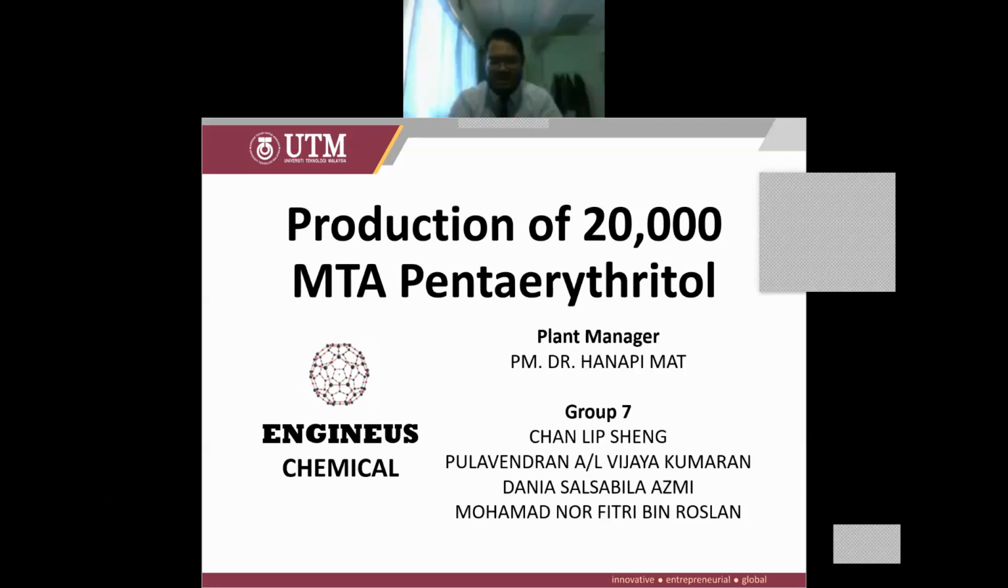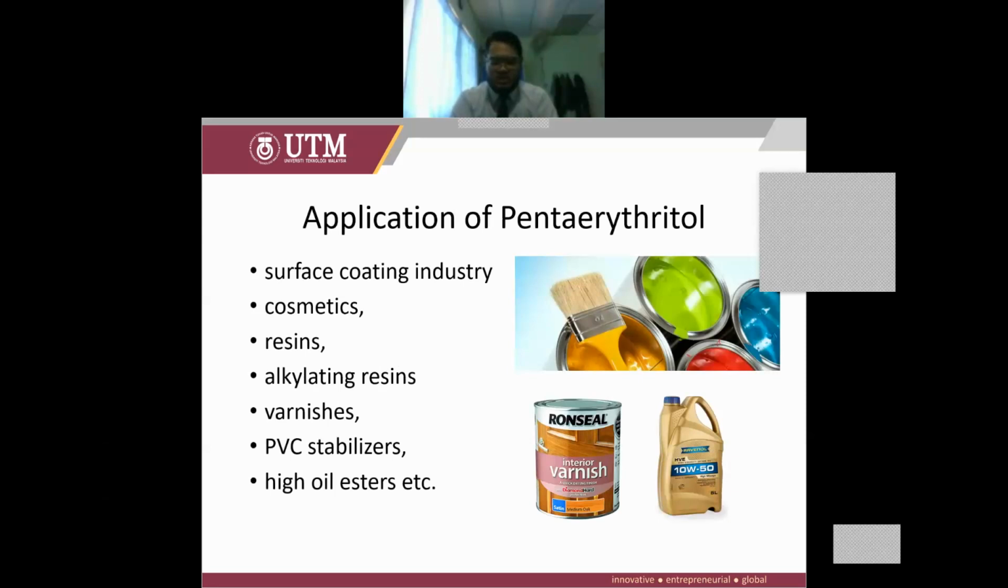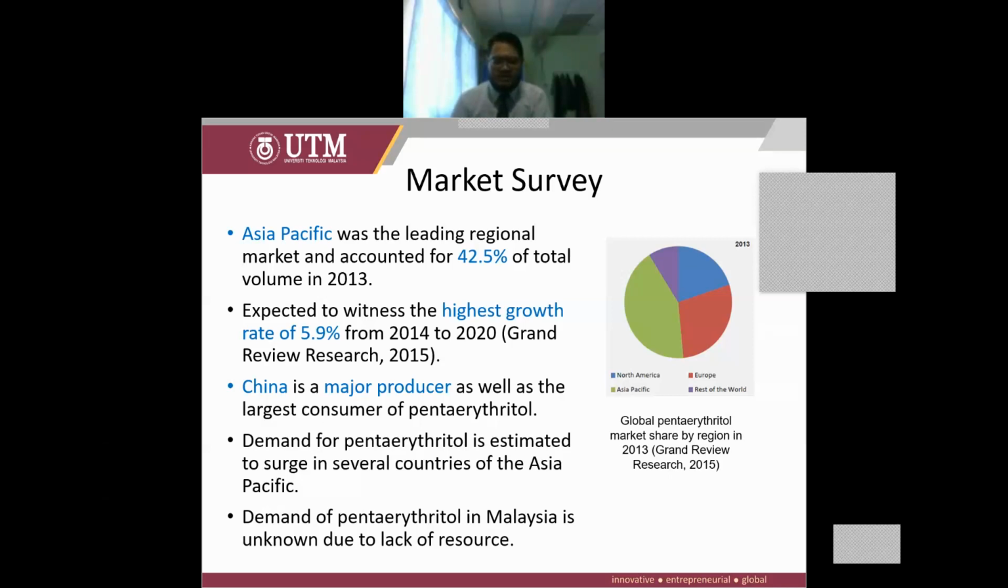Assalamualaikum and very good afternoon to the panelists. Today we are from Group 7 and want to present our production of 20 metric tons annually of Pentaerythritol. Before that, we will roughly explain our chemical product background. Firstly, the application of Pentaerythritol: it is usually used for cosmetics, as a resin, chelating resin, varnishes, PVC stabilizer, and high oil ester. Next, the physical and chemical properties of our product: it is a white, crystalline powder. The boiling point is 276 degrees at 4 kilopascal and the melting point is 260.5 degrees. Next I will give to Dania to proceed.